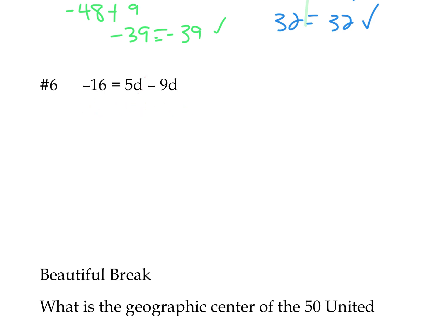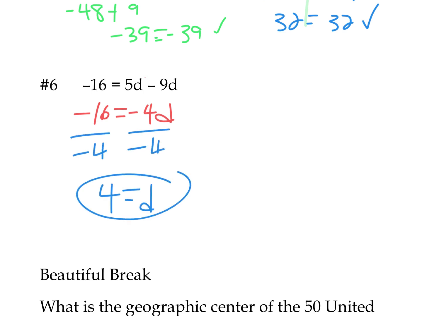We're not going to use an inverse operation. We have them on the same side of the equal sign. We're just going to combine our like terms. We have negative 16 equals negative 4d. Divide by negative 4. Divide by negative 4. We get positive 4 equals d. We can plug it back in. We'd find that it works.